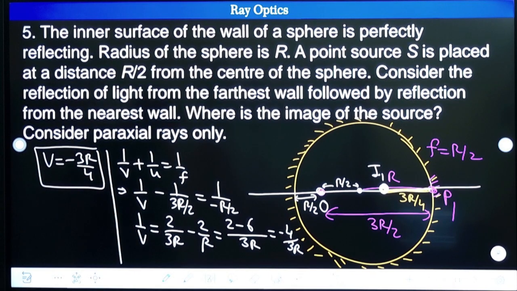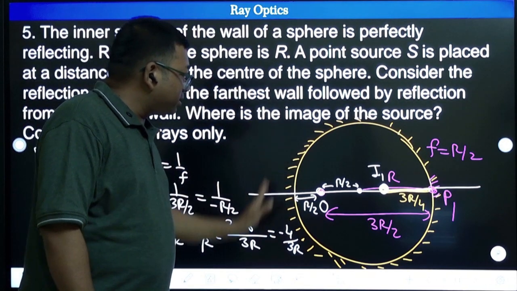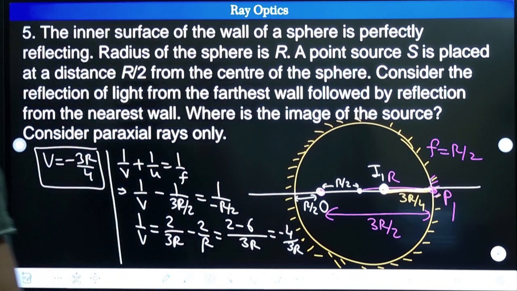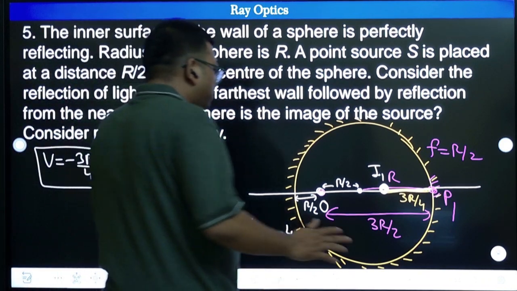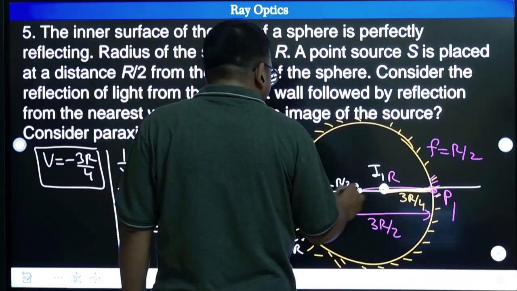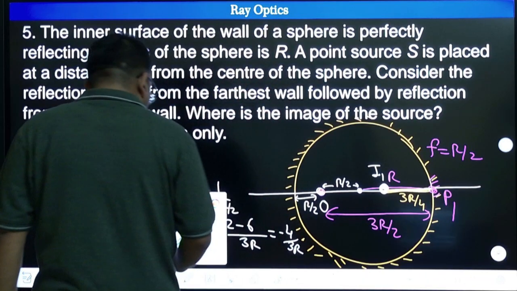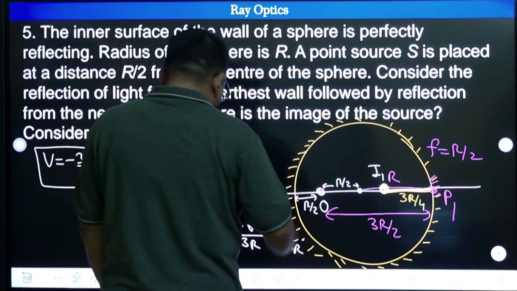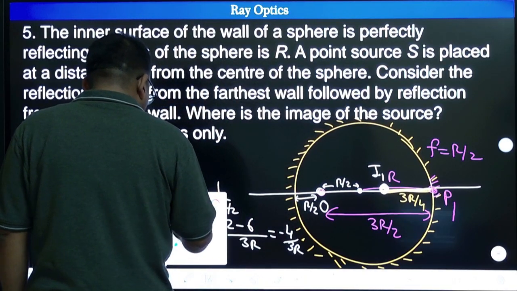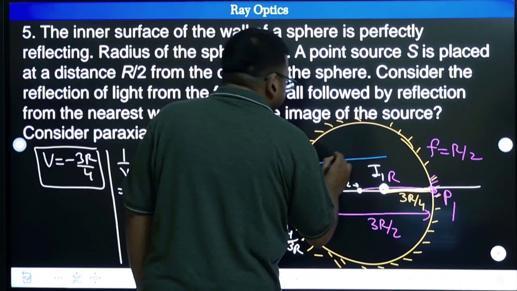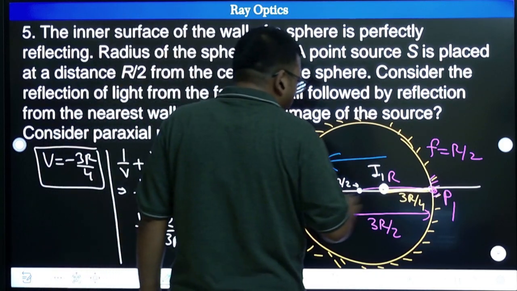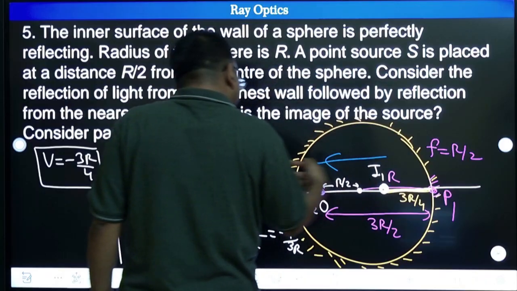Next, this image is getting reflected with this surface, and then the final image. Where is the image of this final image formed? So now what happens? Note that rays will be going this way. The direction of rays is important. So how will you take the rays? You have to take it this way. First the rays went this way, reflected. Now rays are coming this way.